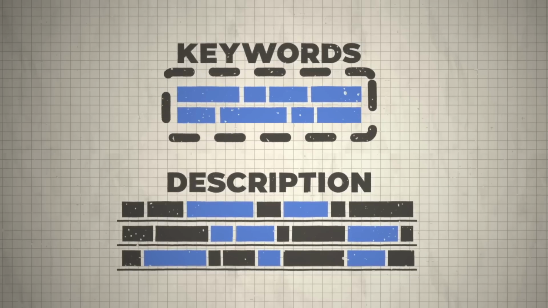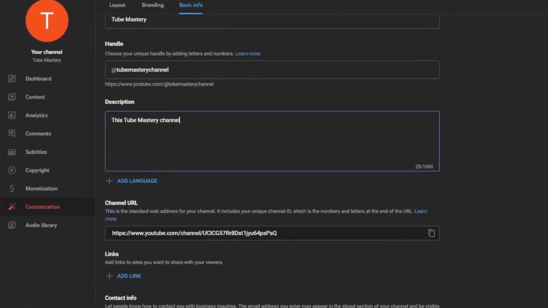We could say, for example, this Tube Mastery channel shows you how to grow on YouTube. As you can see, we just put in the keyword grow on YouTube, and get more subscribers, just put in the keyword get more subscribers. And essentially, we're just going to keep writing that out in a natural way and fill out that channel description.